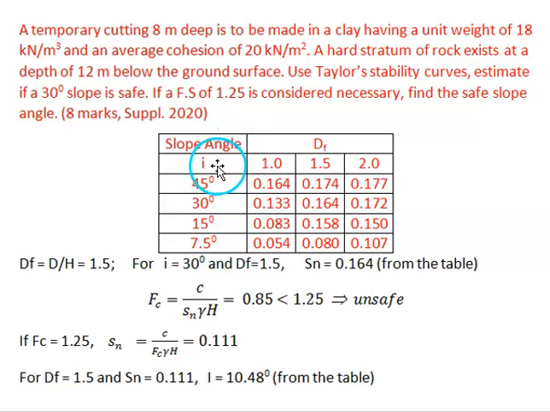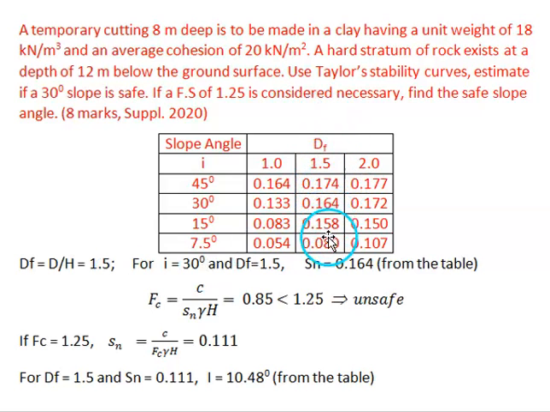So here the slope angle is given, and for the slope angle and depth factor, three depth factors are taken. Here the stability numbers are given. So here first we have to find the depth factor. Here location of hard stratum is given as 12 meter below the ground surface. So 12 divided by H value. H value is 8 meter. So 12 divided by 8, it is coming as 1.5. Then depth factor is 1.5.